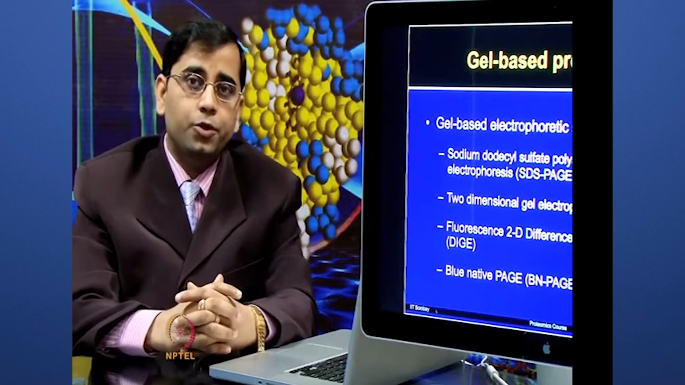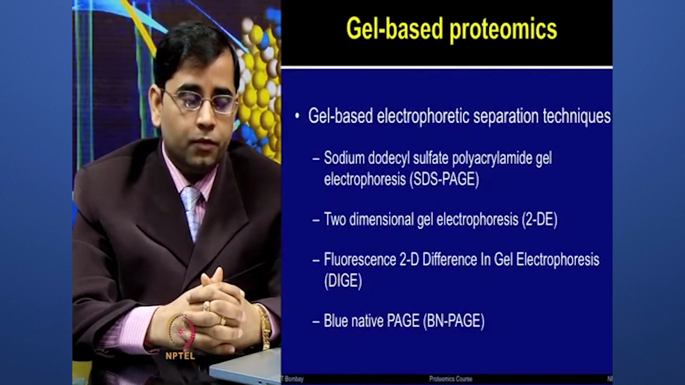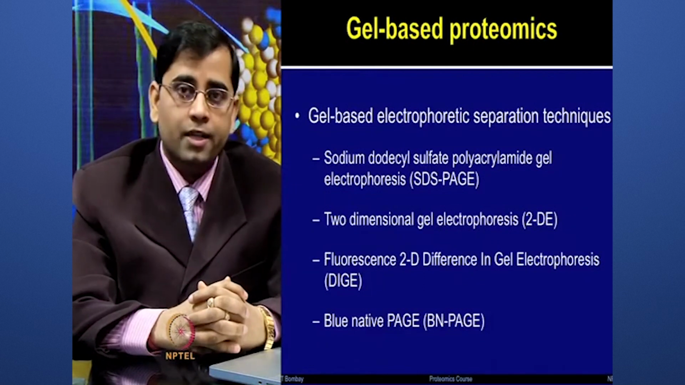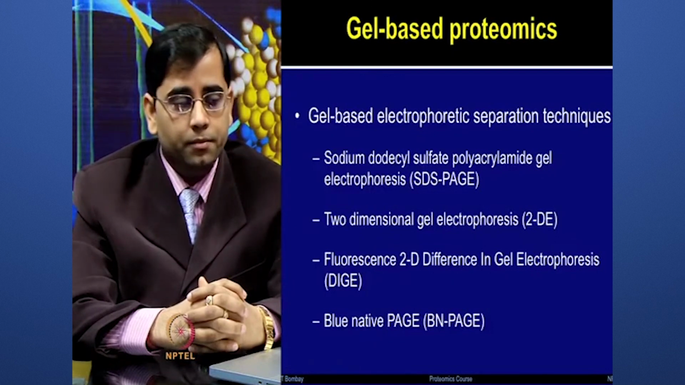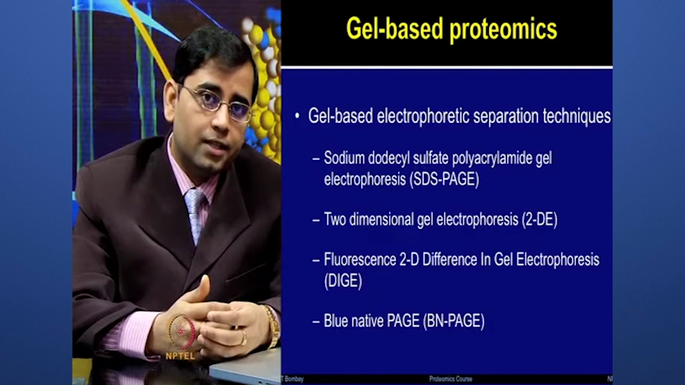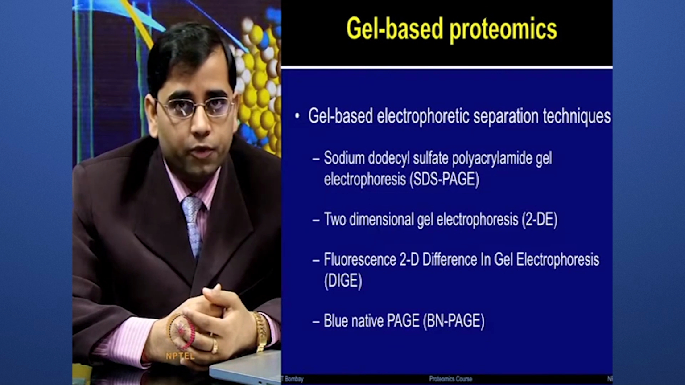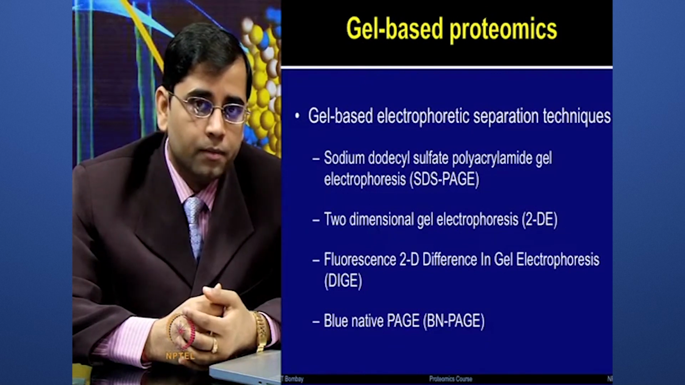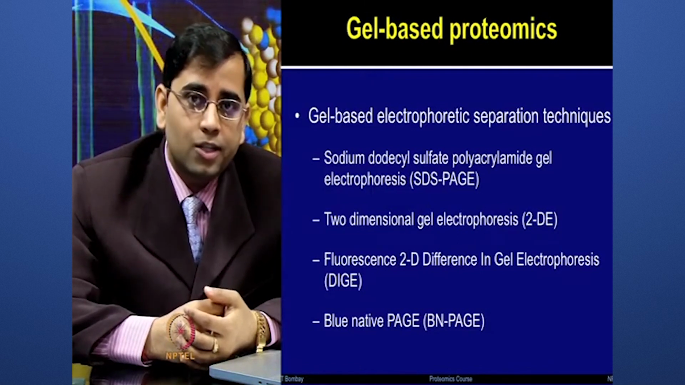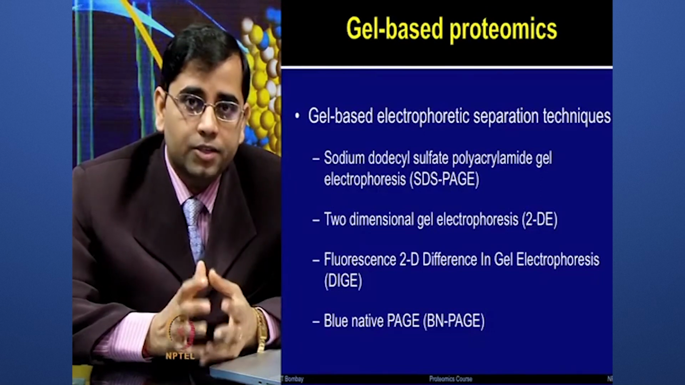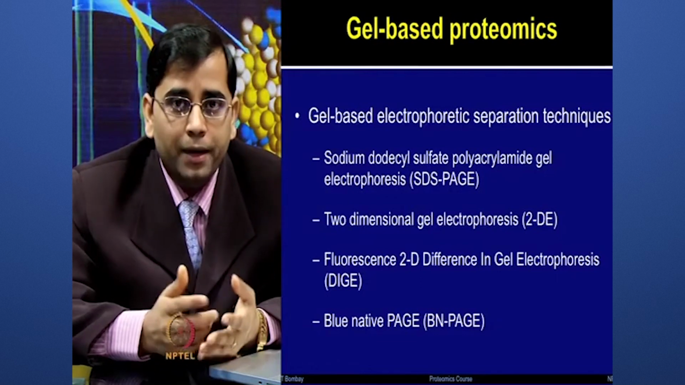So, gel-based proteomics involves different types of separation techniques, which include sodium dodecyl sulfate polyacrylamide gel electrophoresis or SDS-PAGE, two-dimensional gel electrophoresis or 2DE, the fluorescence 2D difference in gel electrophoresis or DIGE, and blue native PAGE or BN-PAGE. But let me remind you, this is not a very descriptive list. These are just a few very important techniques used for analysis of the proteome by applying gels.